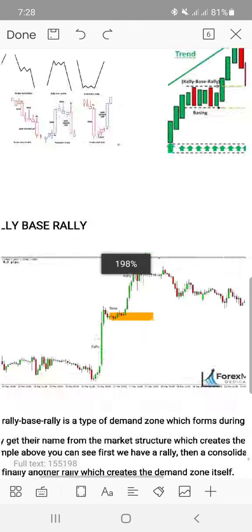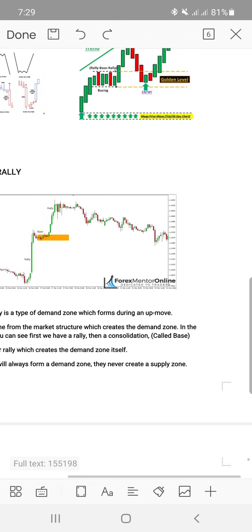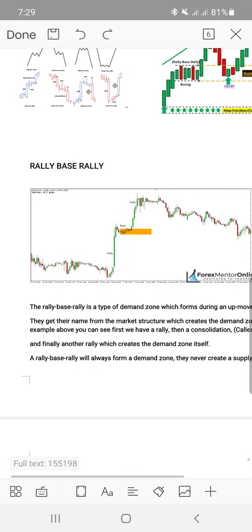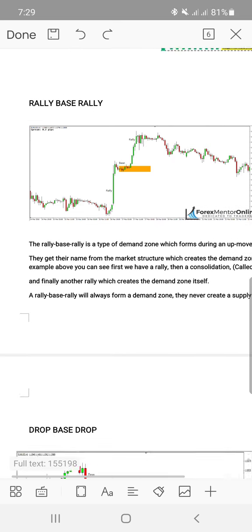Now let me give a small explanation on it. The rally-base-rally is a type of demand zone which forms during an up move or an uptrend, right? They get their name from the market structure which creates the demand zone. In the example above, you can see we have a rally first, then a consolidation, or consolidation means the market ranged for some time, which we called our base, and finally another rally which creates the demand zone. The demand zone, which is this zone we have marked out, right?